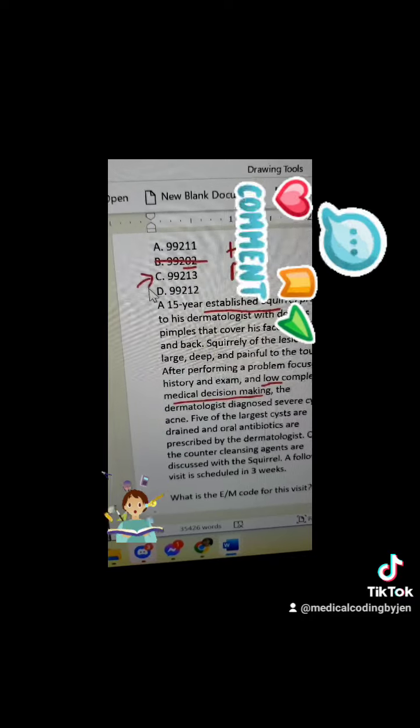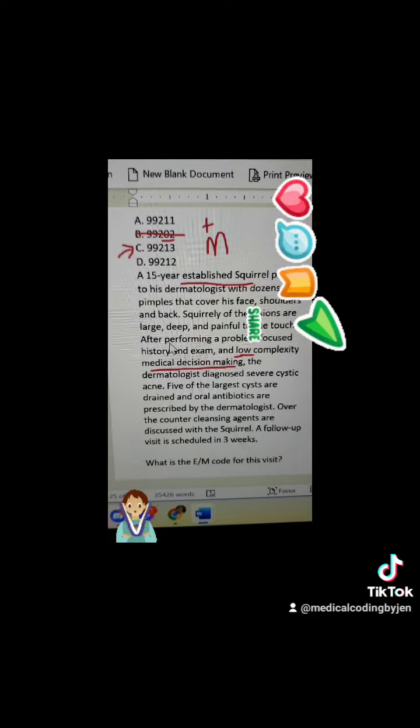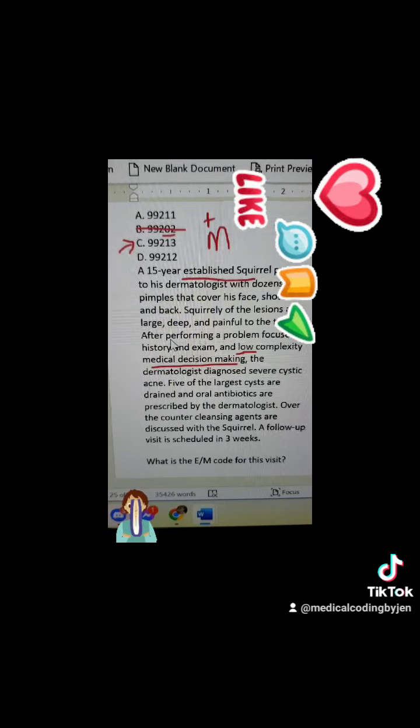That's the first very basics of E&M evaluation of only the first set of codes. I hope this is helpful.